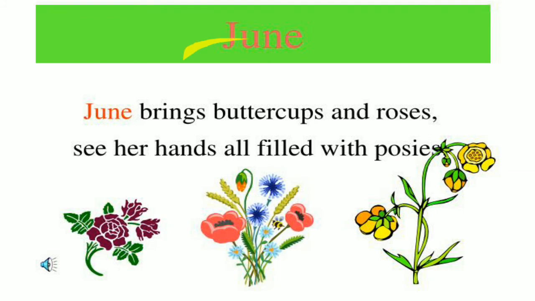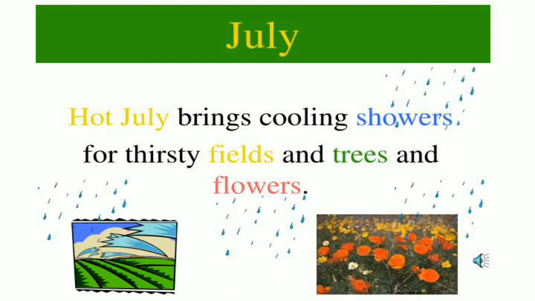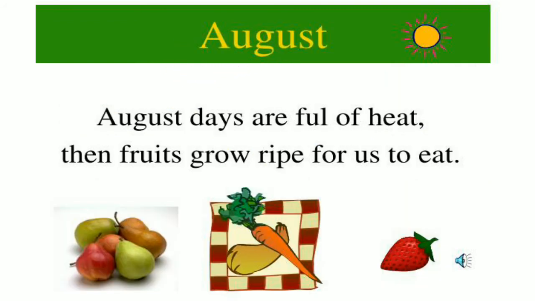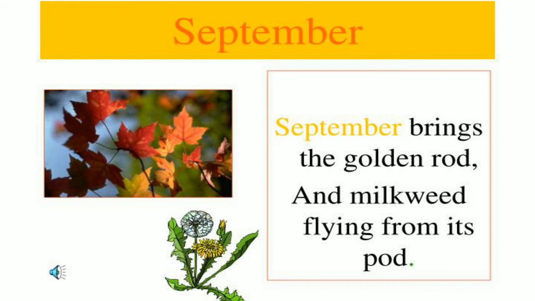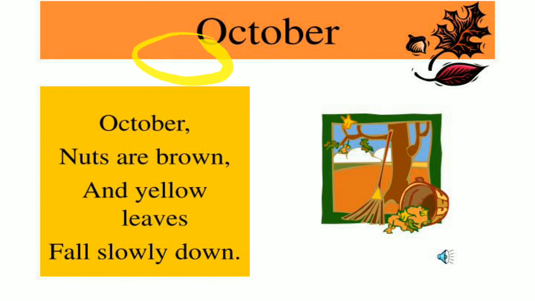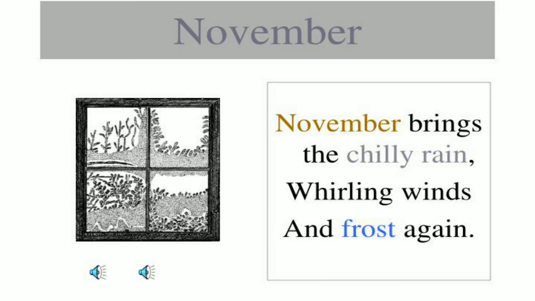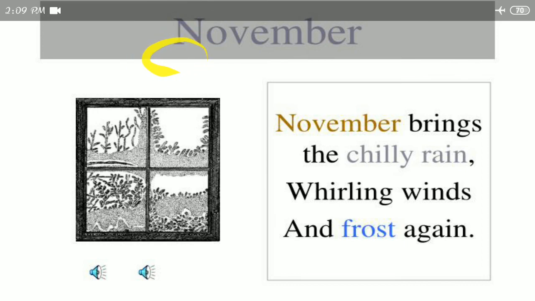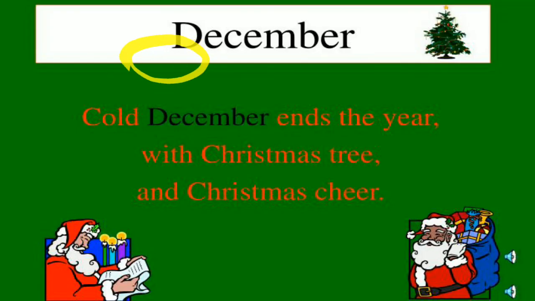Then June, J capital, starts with a capital letter. July, also J is capital. Then August, A also capital. September, S capital. Then October, O is capital. Then November, N is capital. Then December, D is capital. So December is the end of the year. December month is the end of the year.